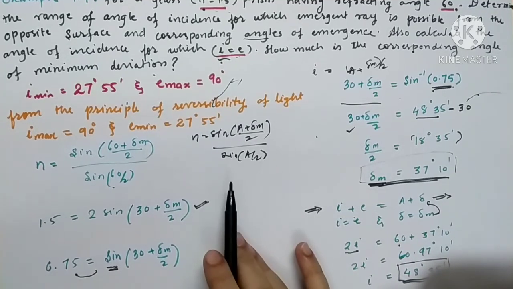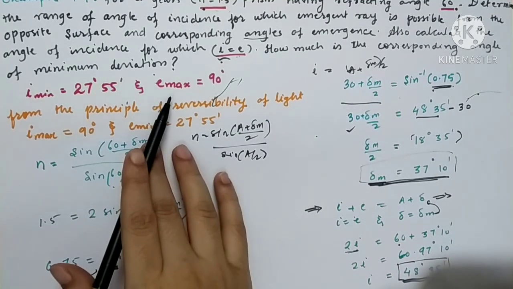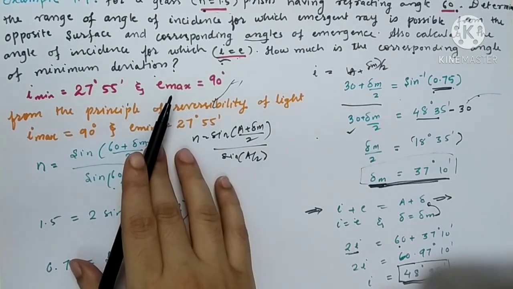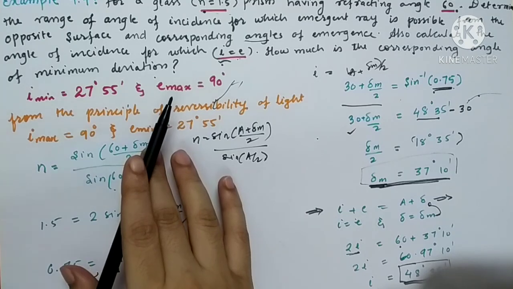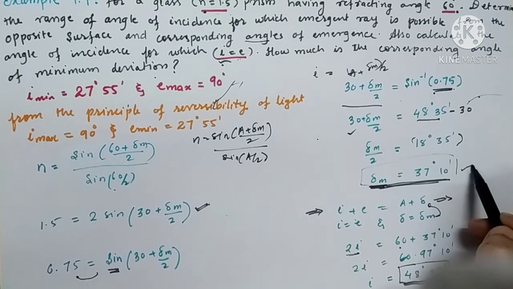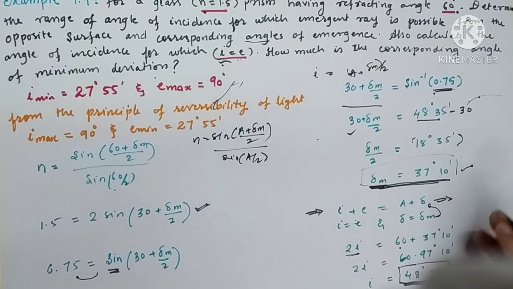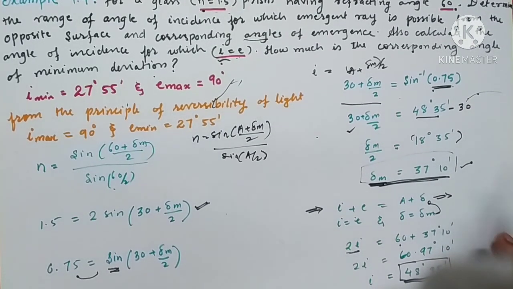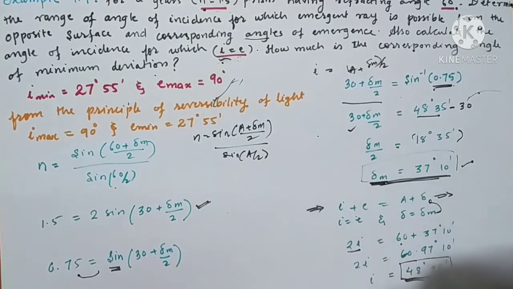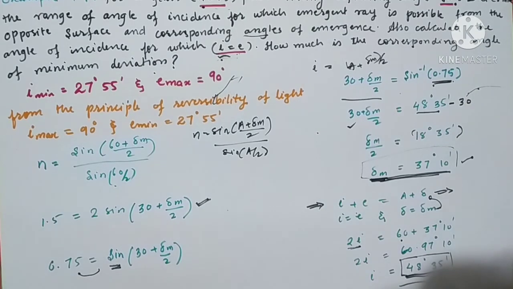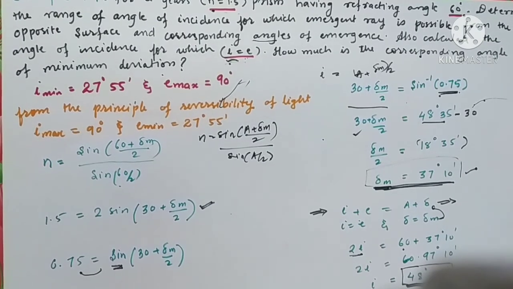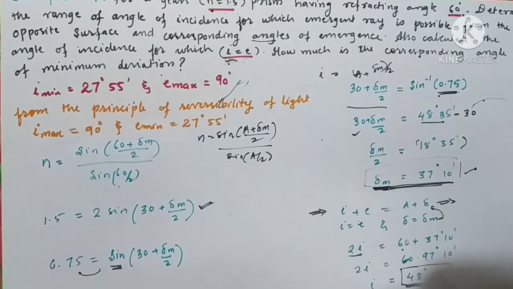So the numerical is solved. All the minimum and maximum values of the angle of incidence and angle of emergence have been provided over here, and we have calculated the value of the angle of deviation. It comes out to be 37 degree 10 minutes. And similarly, we have calculated the angle of incidence for which I is equal to E. At that position, we get I as 48 degree 35 minutes. So I hope you all have understood the numerical. Thank you.